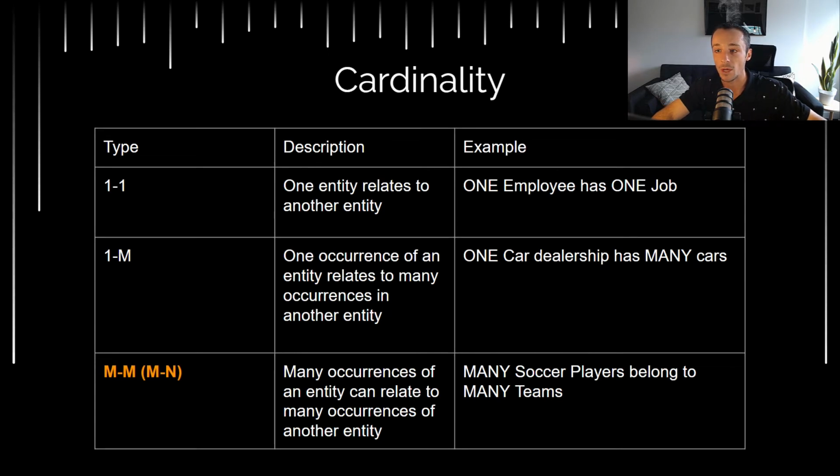Okay, so cardinality. This is an important idea to internalize. As you can see here, the type, the description, and the example. And you can have three types: one-to-one, one-to-many, and many-to-many. Please note I've highlighted many-to-many in orange because it's not a relationship that you want to see all too common. It's a relationship that you can break down into a smaller relationship.